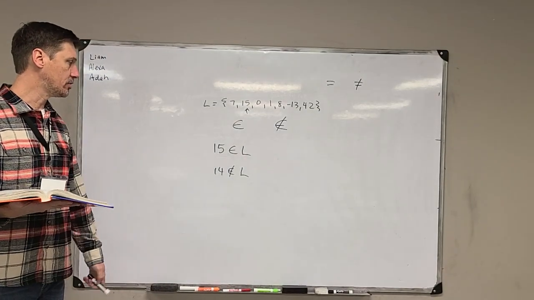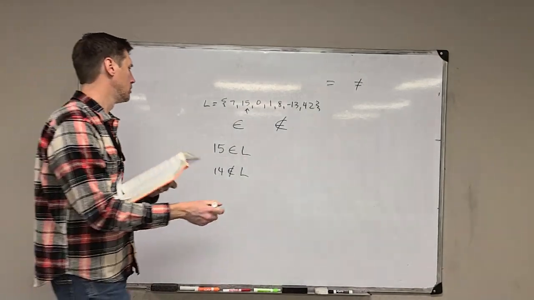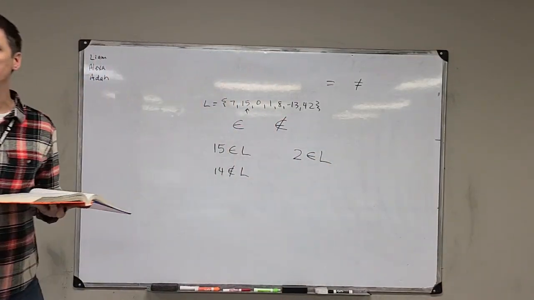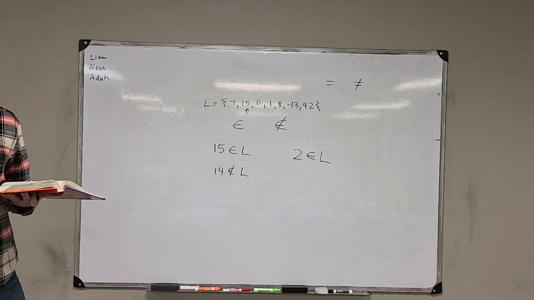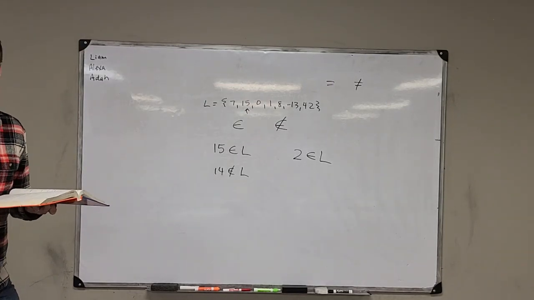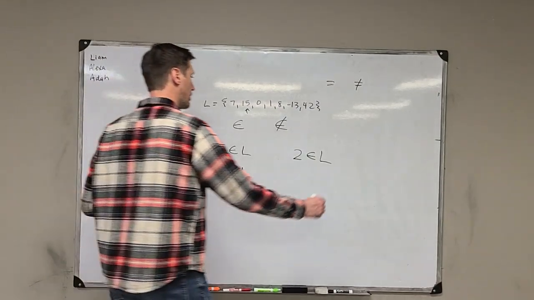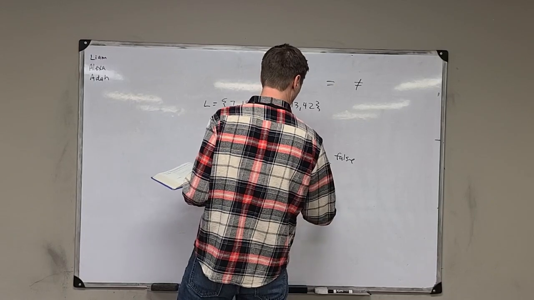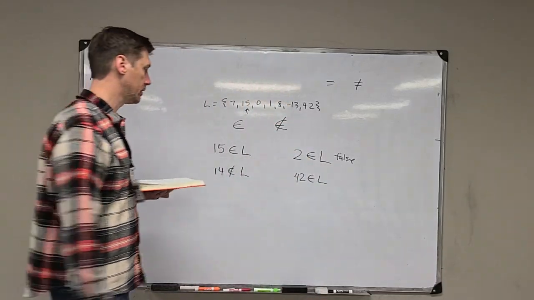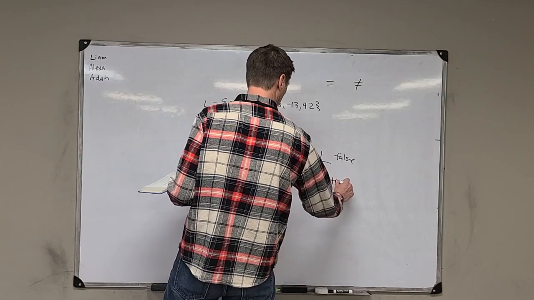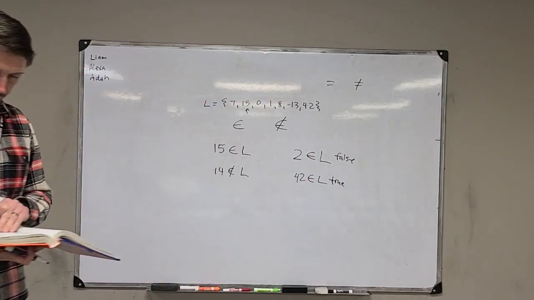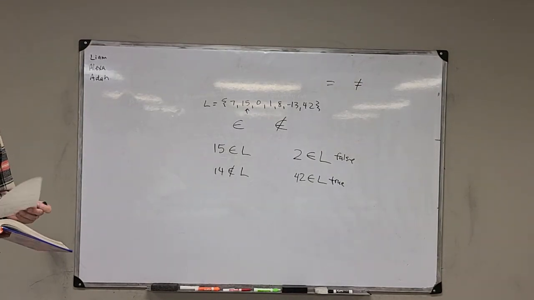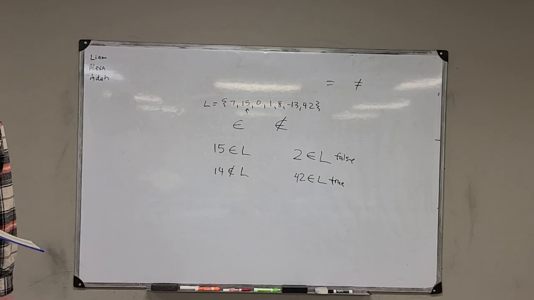So I might give you a problem and say, true or false? 2 is in set L. What would you say? True or false? 2 is a member of set L. Is that true? It's not, right? So we would write false for that. 42 is a member of set L. True or false? True, right? So you may have a problem like that where you just have to identify it as true or false. All right, any questions about that?